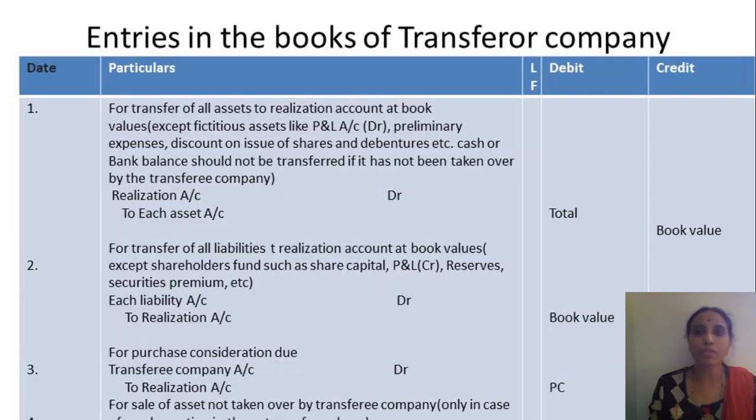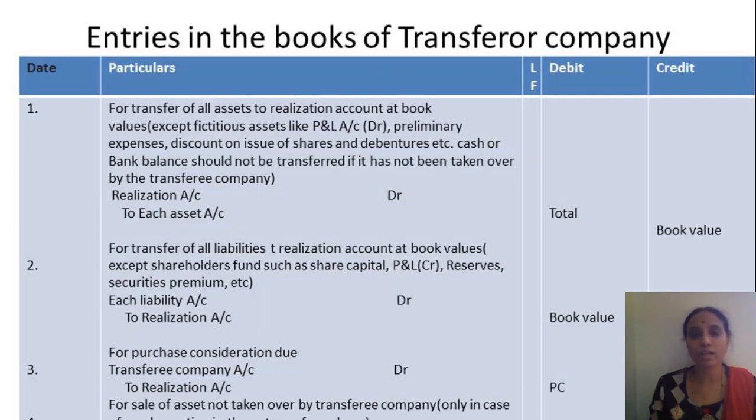So the different steps in accounting for amalgamation. First step is to calculate the purchase consideration. Second step, pass the journal entries in the books of transferor company. Third, pass the journal entries in the books of transferee company and prepare amalgamated balance sheet. So these are the accounting steps to be followed in amalgamation. So these theoretical aspects we have seen in the last video. This video will focus on the entries, journal entries in the books of transferor company.